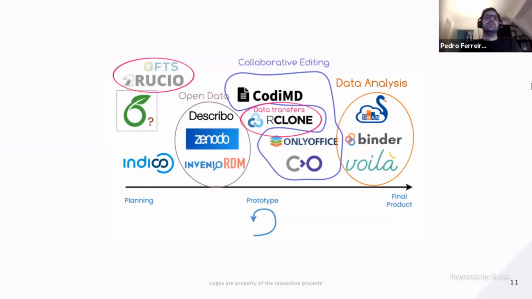We are still considering whether Overleaf is a viable option. There are also some ideas about FTS and Rucio, but not very consolidated yet. And we are actually very actively already working on certain parts of it. You'll see that the data analysis tools are pretty advanced already. The collaborative editing as well. Rclone is also moving forward, and we are still in a planning state, pre-prototype state in the open data front, but there's already very good progress.